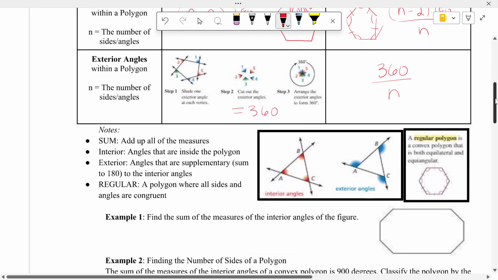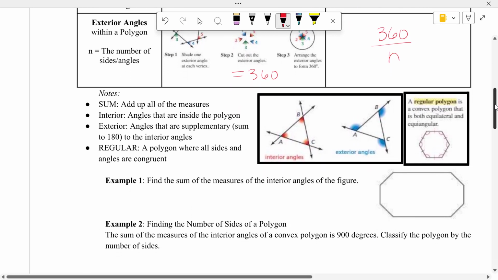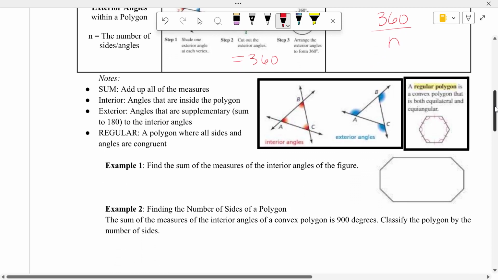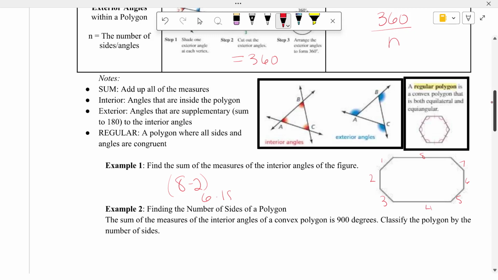And so let's take a look at this example. Find the sum of the measures of the interior angles of the figure. So the first thing we need to know is how many sides there are. So 1, 2, 3, 4, 5, 6, 7, 8. So there's 8 sides. Subtract 2, that gives you 6. Take that times 180, and that's going to give you how many degrees there are for that shape. So let's do 6 times 180, that would be 600. 6 times 8 is 48.